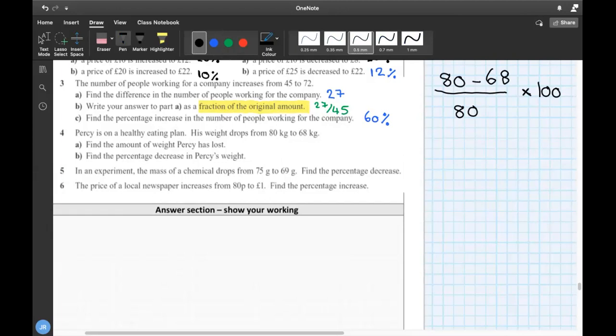Okay, so part A, they're asking find the amount of weight Percy has lost. We're doing that anyway in our initial step. That would just be the difference between the starting weight, the initial amount, and the new weight, the new amount. So 80 take away 68. Well, 80 take 60 gives you 20. 20 take 8 leaves you with 12. So we've got 12 divided by 80.